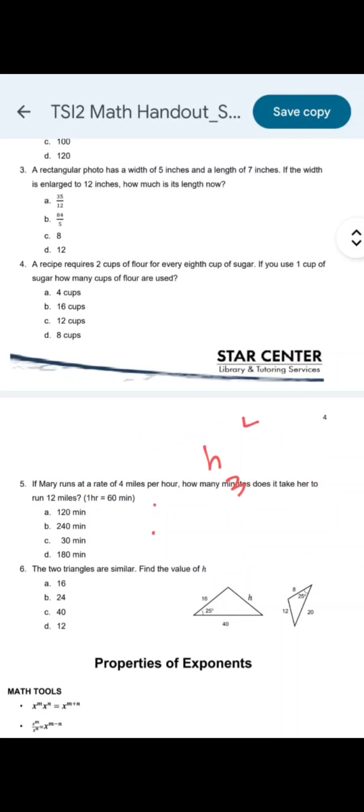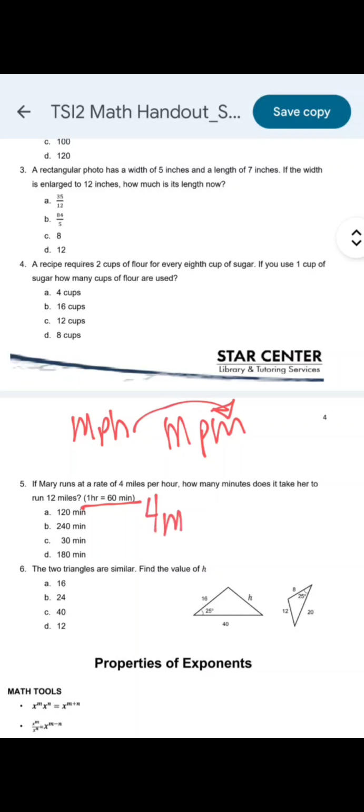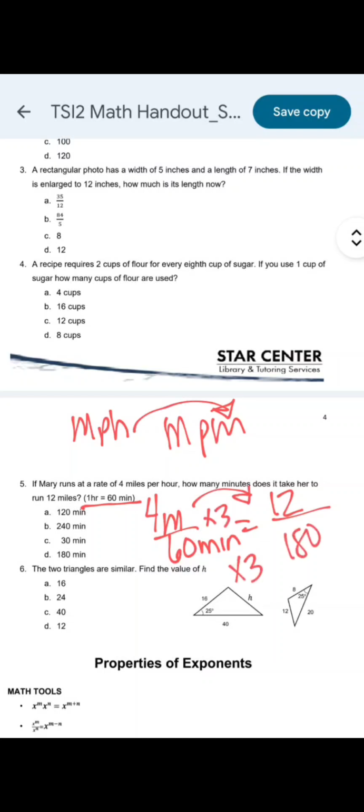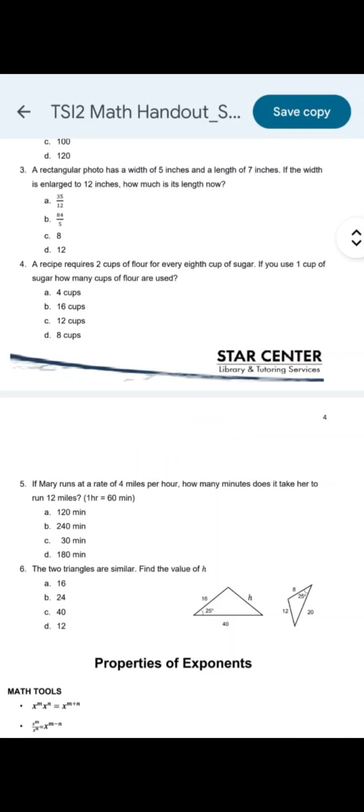Hopefully you all got that. I'm going to run through it one more time. They gave us a unit conversion. We had miles per hour, but now they want miles per minute. Well, I know I need to convert to 60 minutes for 1 hour. So instead of doing 4 miles for 1 hour, I'm going to do 4 miles for 60 minutes. And if I run for 12 miles, how many minutes would that be? Well, I'm going to look at that factor, 4 times 3, 60 times 3, 180. Hopefully that made sense. Last one.